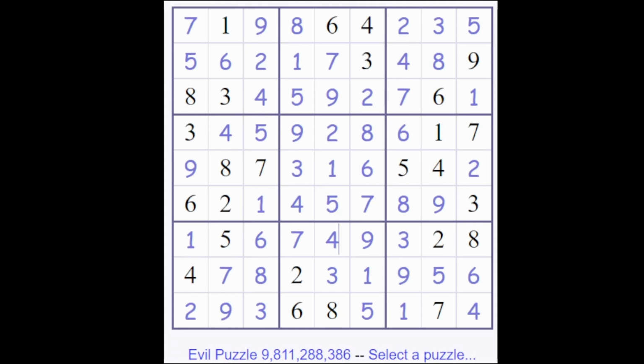I don't think that was too difficult, was it? But as promised, here was an evil level puzzle.